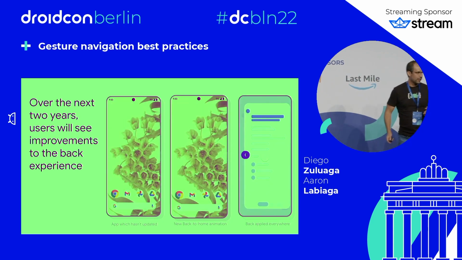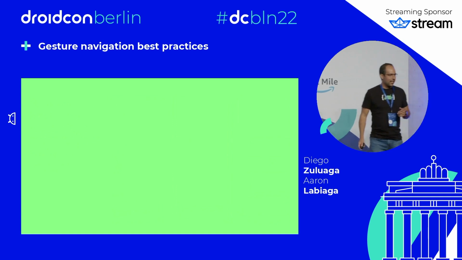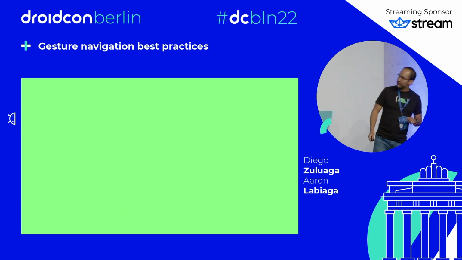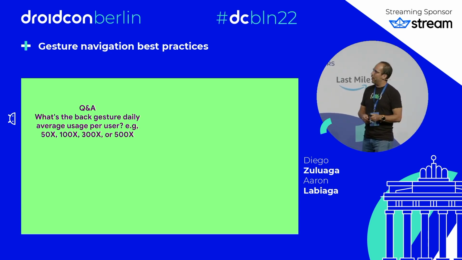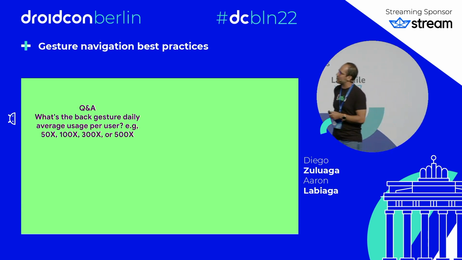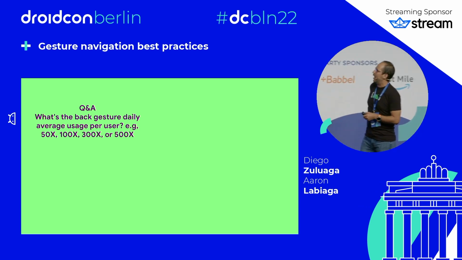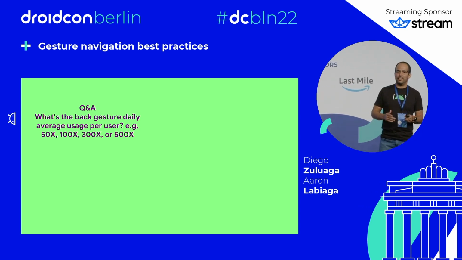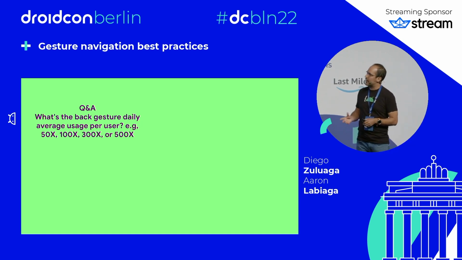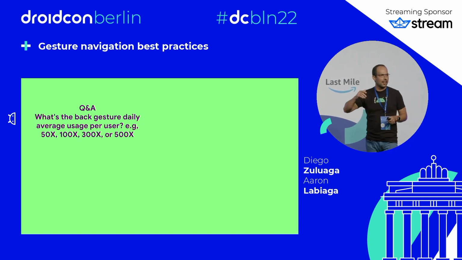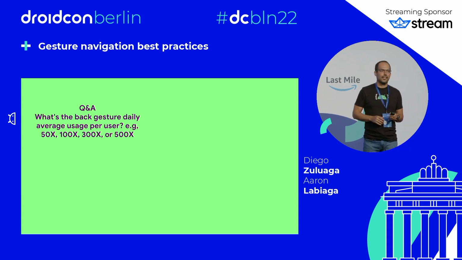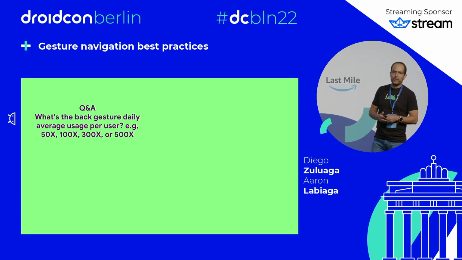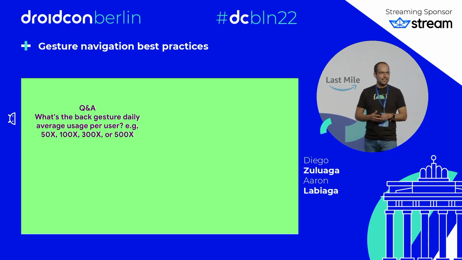Cool. Right, so just very quick. What's the daily average of back gestures per user? Take a guess. How many of you say 50 times a day? Please raise your hands. None of you. Okay, 100. Okay, a few hands. How about 300? All right, most of you. 500? All right. I guess, yeah, you guessed it.